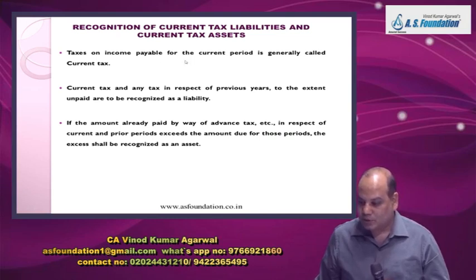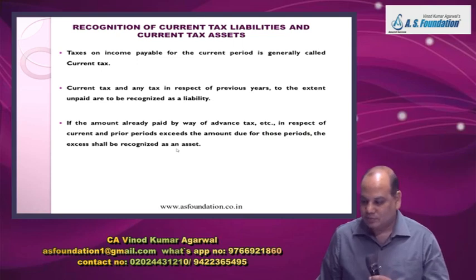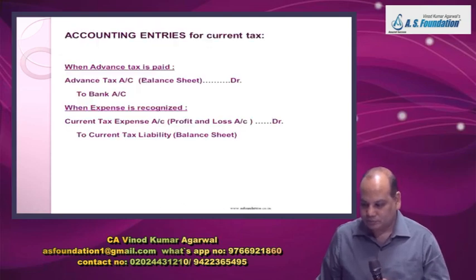Tax on income payable for the current year is called current tax. Current tax and any tax in respect of previous years, to the extent which is unpaid, will appear as a liability. If the amount of tax paid in respect of current and prior periods exceeds the amount due, the excess amount will appear as an asset. See the journal entries below.